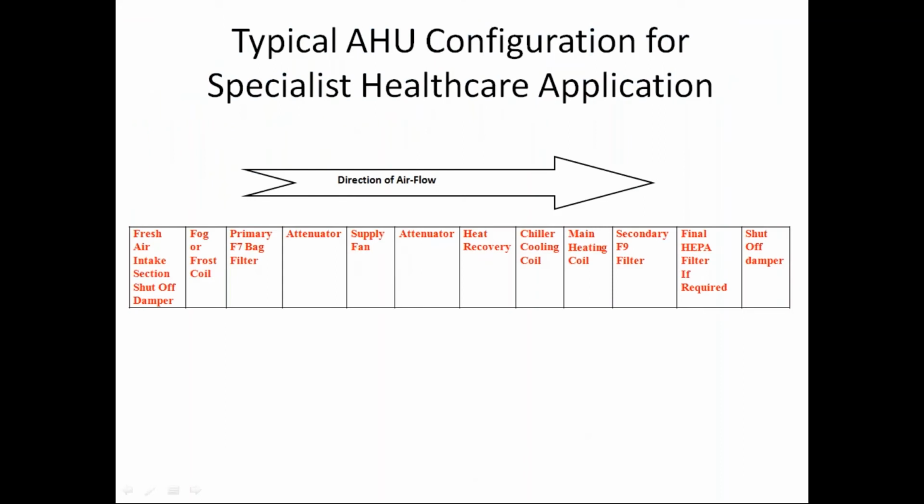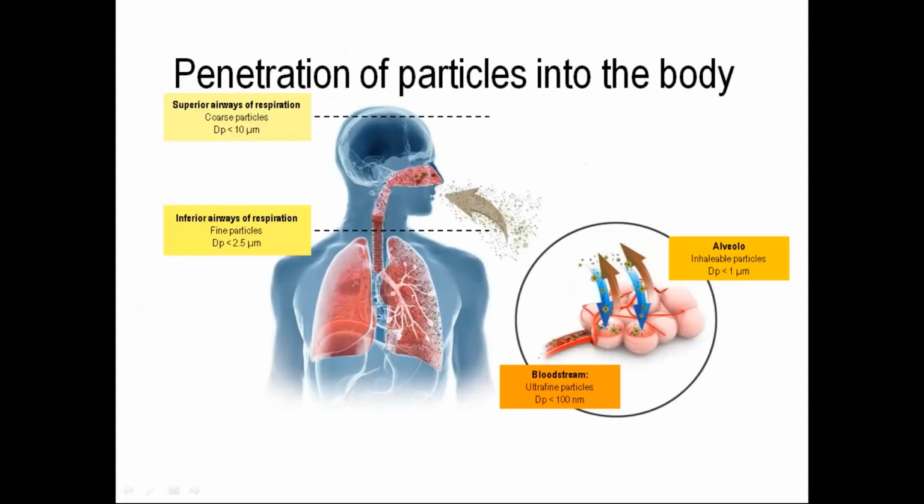But in the HSE, we have our AHU specification. We generally have 2 filters, F7, F9, and HEPA if we need it. But the risk is not outside, the risk is inside. Here's a graphic which shows our natural defense mechanisms against airborne infection.